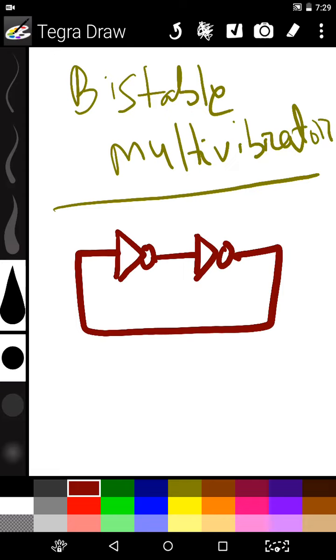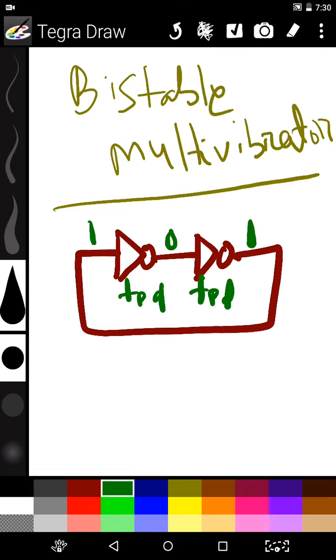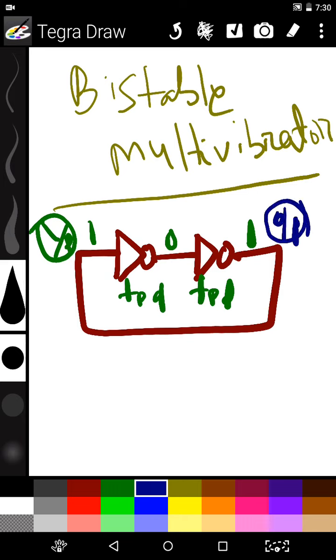Now we'll analyze that one. Let's say the input is given as 1. After TPD time it gives an output 0. Then after TPD time the second NOT gate gives an output 1. So as a result, when we apply input 1, the output we also get is 1. After how much time?